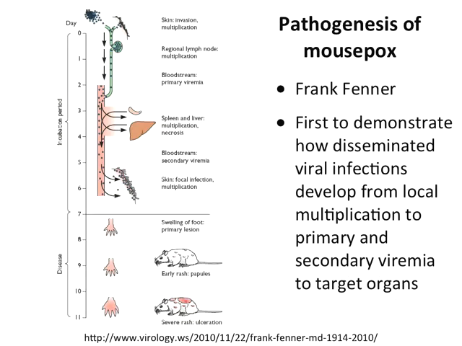Now here's the pathogenesis of a mouse infection, which was done by Frank Fenner, who just died a couple of months ago. And he was the first to show how these disseminated viral infections develop. And he used a mouse model of smallpox called mousepox. And he showed you inoculate a virus locally, and it does a primary and a secondary viremia, and you get seeding of target organs.